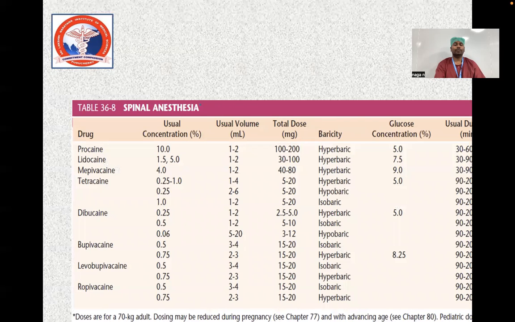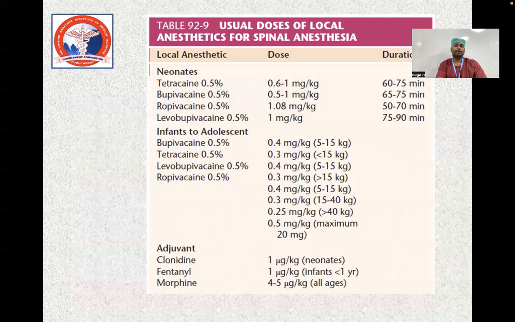Here, this is a chart showing various drugs and how much concentration and how much volume and total dose and baricity. Everything here is explained clearly. Usual doses of local anesthetics for spinal anesthesia. Most commonly, we are using bupivacaine 0.5%, 0.5 to 1 mg per kg. The duration of action is 65 to 75 minutes.